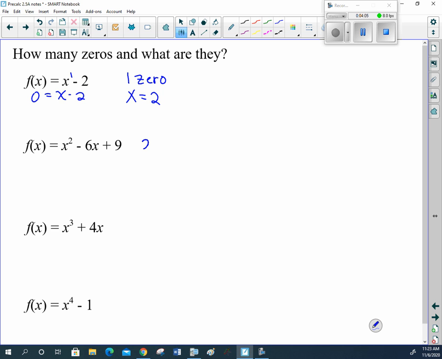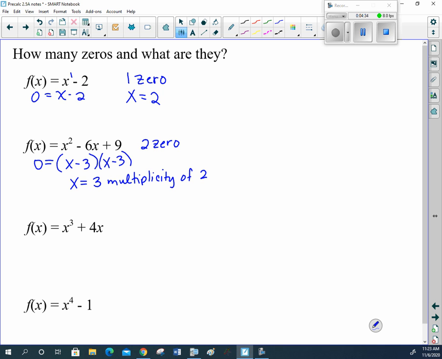Okay, then here we've got x squared minus 6x plus 9. This one should have 2 zeros. But when you factor it, what do you notice about the zero? Yeah, it's the same. So x equals 3. If you get a repeat, what was that word that we learned for repeats in the first chapter? It starts with an M. Multiplicity. So this is a multiplicity of 2. We still have 2 zeros. That one just has a multiplicity.